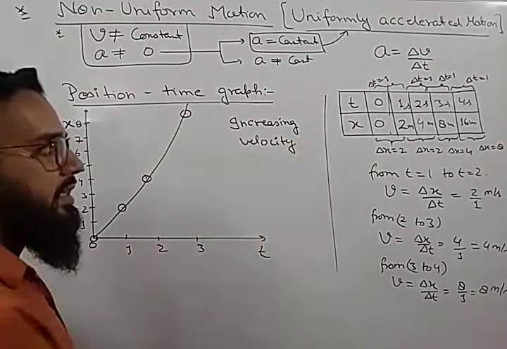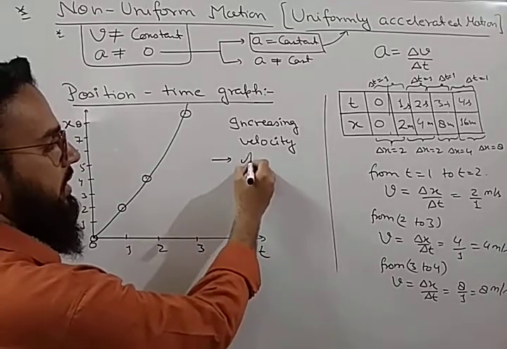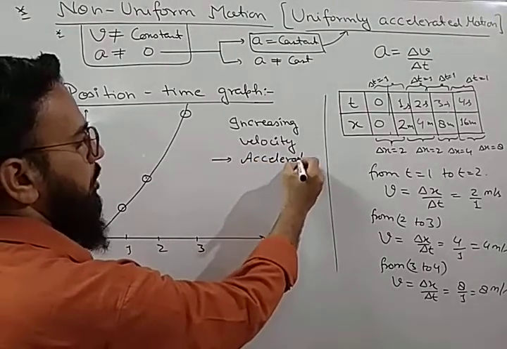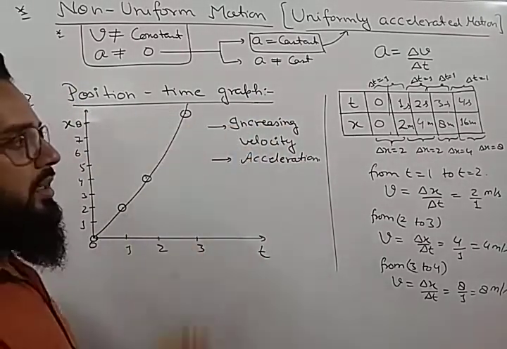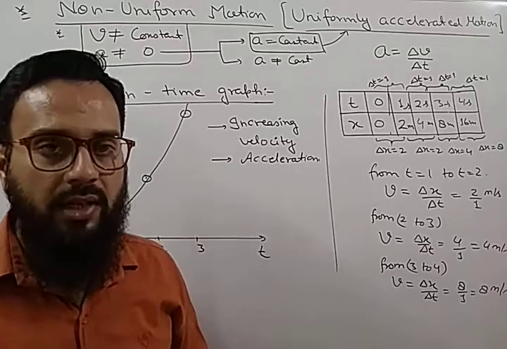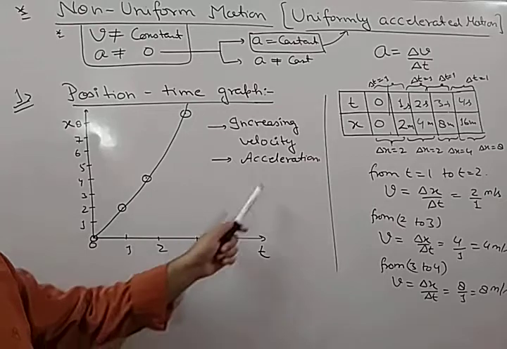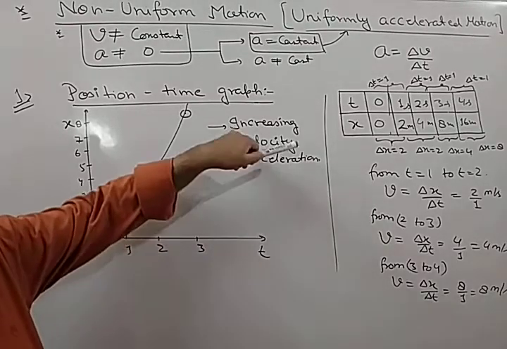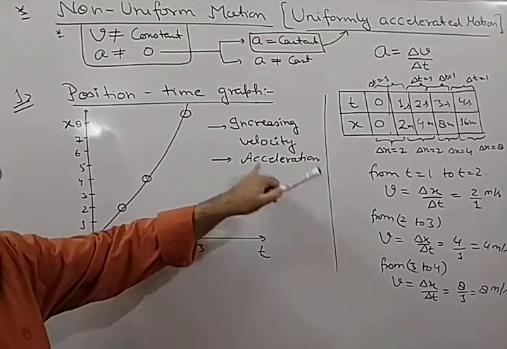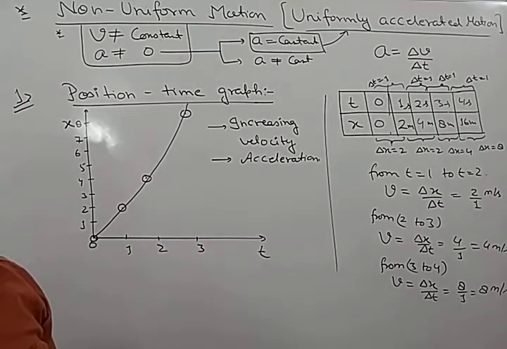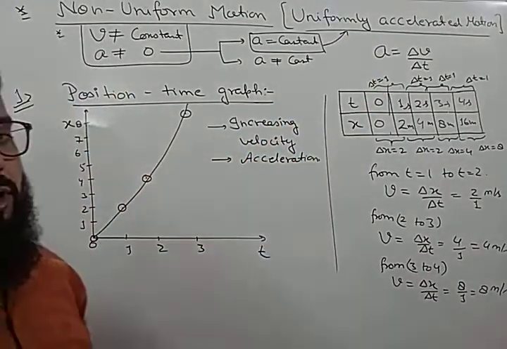And when velocity increases, we know that we say that it is acceleration. The body is in acceleration. Increasing velocity represents acceleration in the body. It means this graph is the position-time graph of an object which is accelerating, or we can say whose velocity is increasing and the body is in acceleration. Okay, and this acceleration will be constant. If we talk about the uniformly accelerated motion, then this acceleration will be constant.